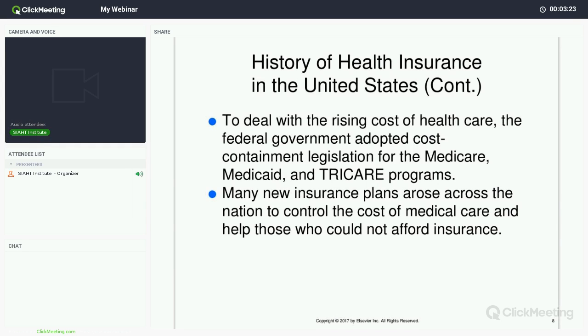How are we as individuals dealing with the rising cost of health insurance? The federal government introduced government insurances, which are known as Medicare, Medicaid, and TRICARE. Many new insurance plans then came into being in order to control the cost of medical care and help people who cannot afford medical care.